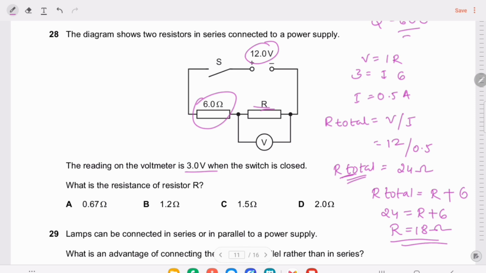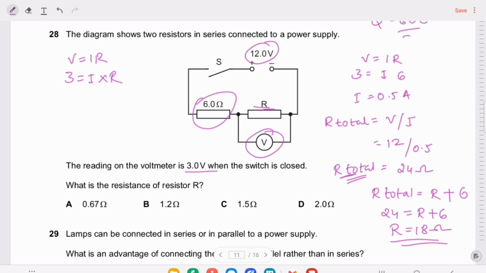Wait, this doesn't match the options. Let's look carefully at the diagram. The voltmeter is connected across the resistor R, not the 6. So the voltage across R is 3. Now let's calculate again. V equals IR. So V is 3, I times R.